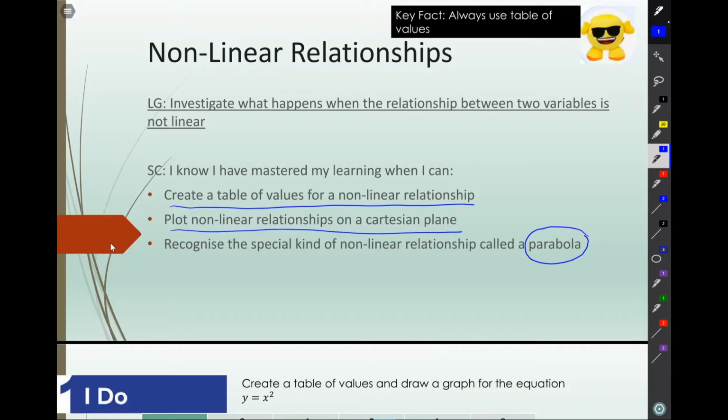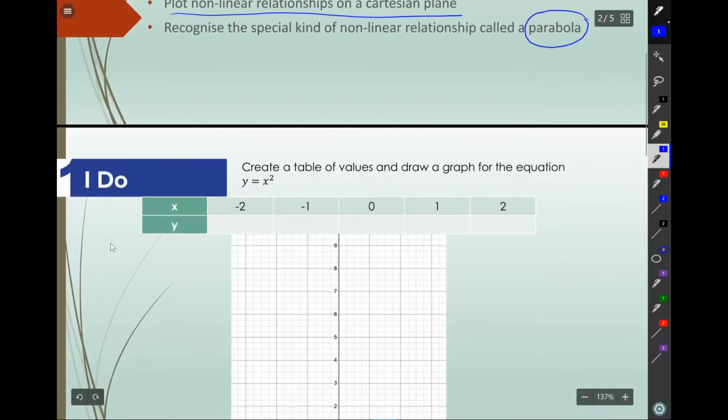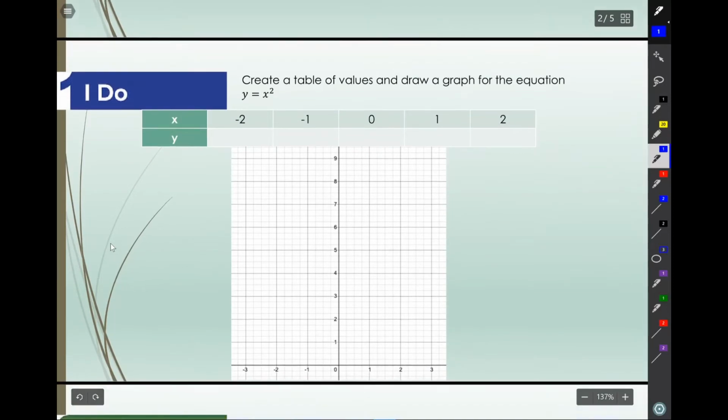So we don't really need to know anything about how these graphs work. We just need to be able to apply what we know about the table of values to draw them. And remember, they're not going to be a straight line. So let's hop straight into it.